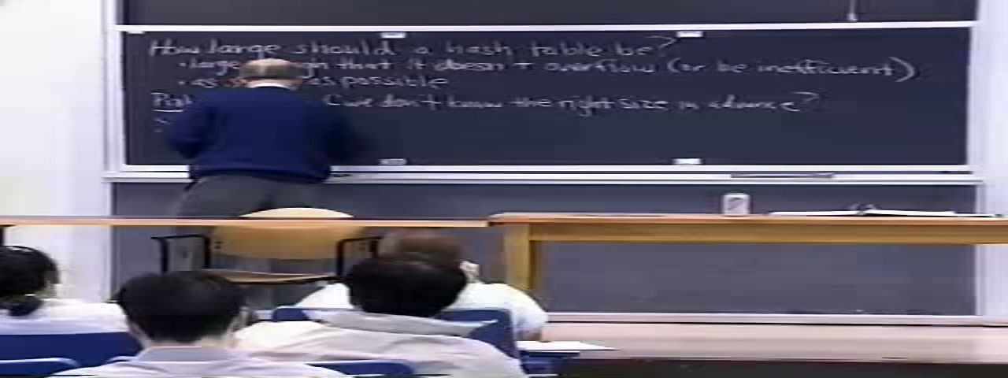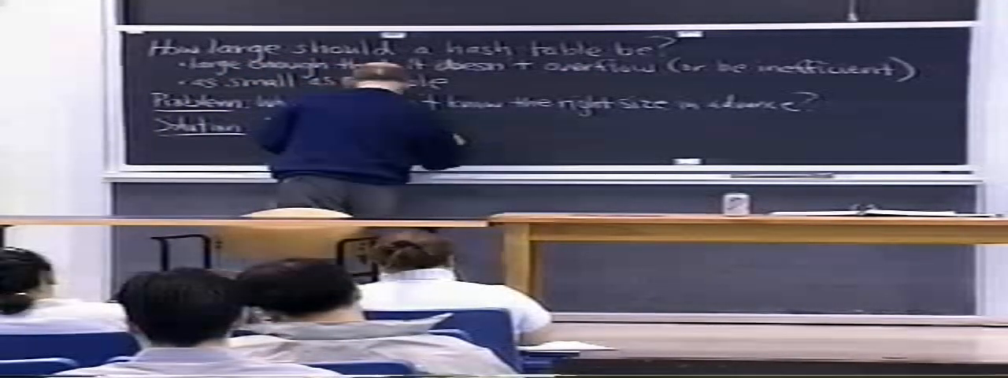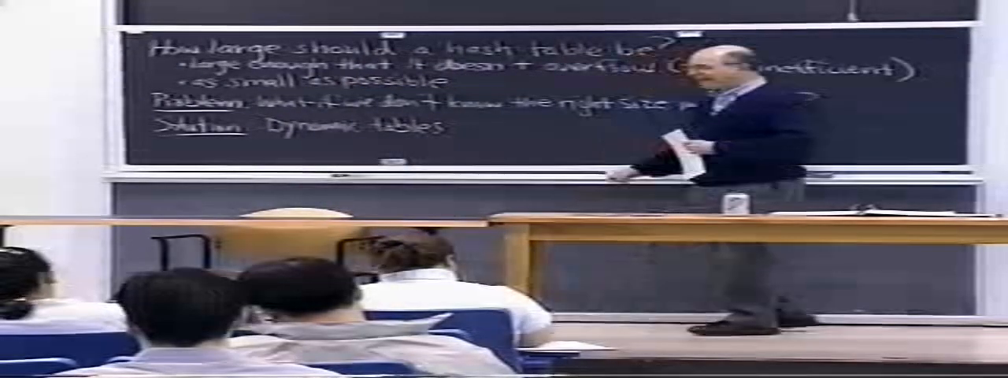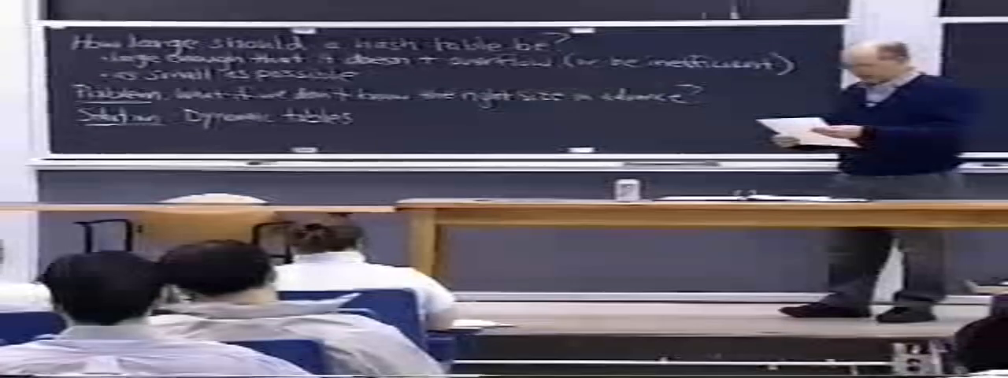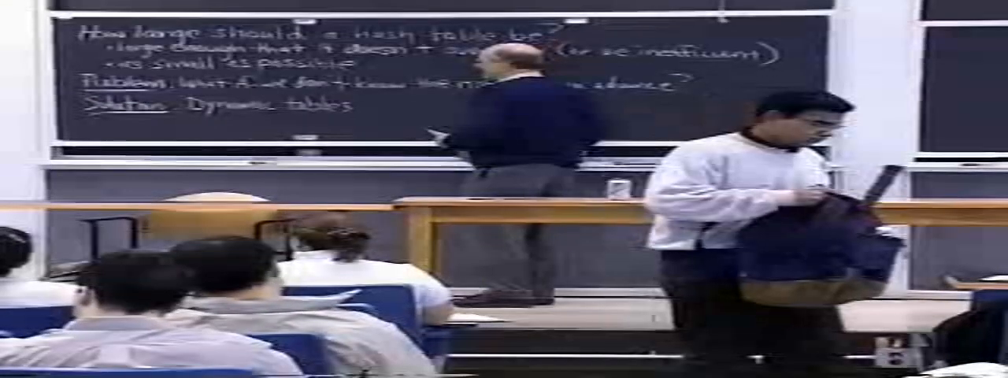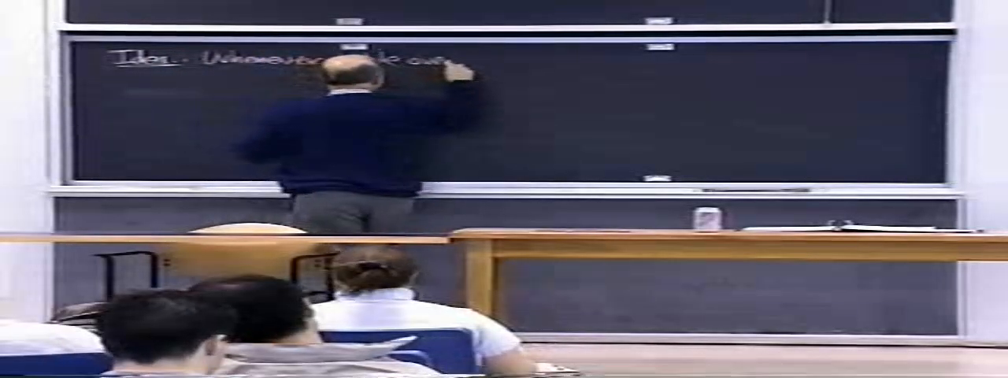And the solution we're going to look at is sometimes called dynamic tables. And this applies not just to hash tables, but any kind of table that we want to use. And you'll see actually the ideas are even more general than that. So here's the basic idea behind dynamic tables. Whenever the table overflows, or would overflow, we're going to grow it.